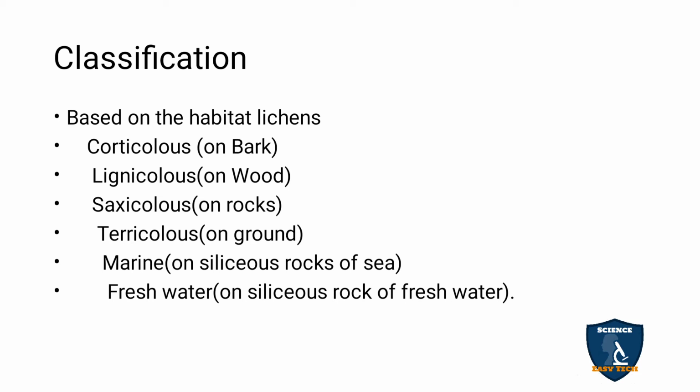So this they may ask in 1 mark. Keep it in mind. Corticolous, that is cortex. So the cortex comes in the bark region. So on the bark it grows means it is corticolous. Lignicolous means the wood, the xylem that is thickened by lignin as we studied. Okay. So lignicolous means on wood.